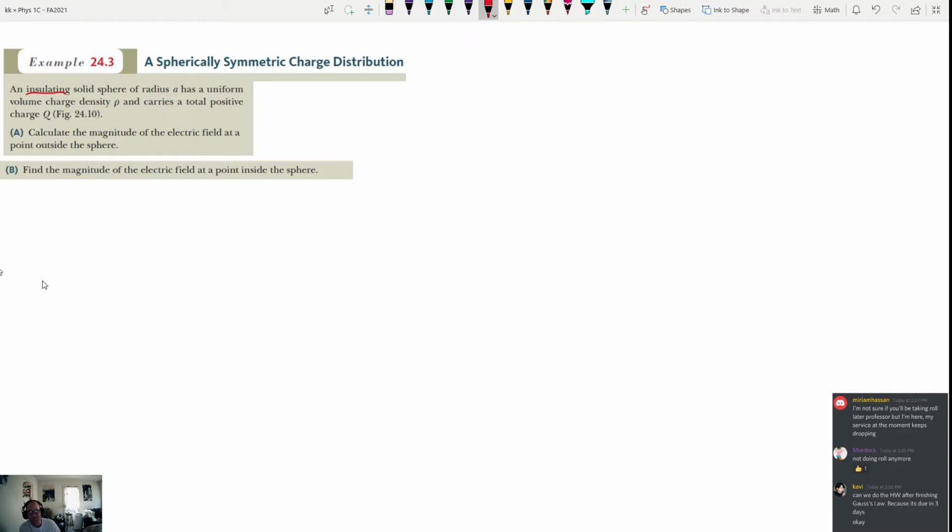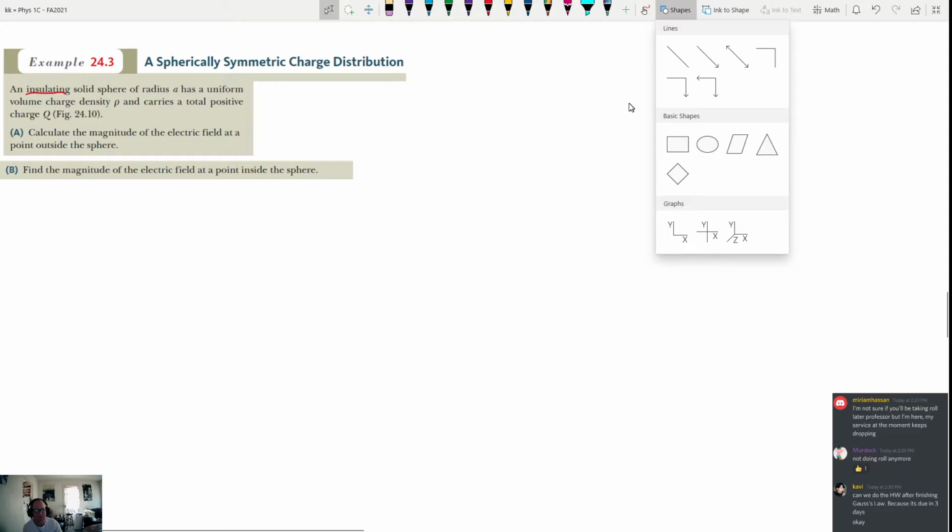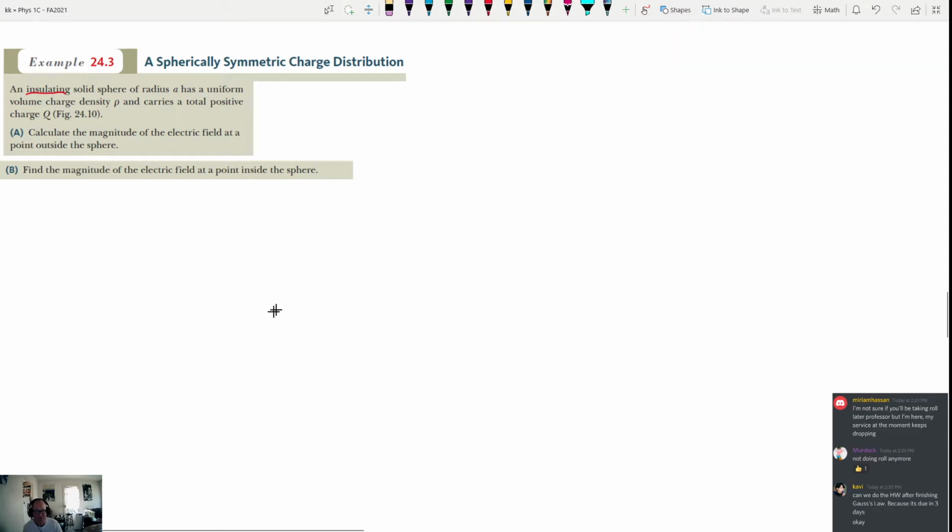Calculate the magnitude of the electric field at a point outside the sphere, and then find the magnitude of the electric field at a point inside the sphere. So in this case, instead of talking about a point charge, what we have is an actual sphere with radius A. We're going to draw two pictures for this. So in the first picture, I'm just going to draw a sphere. It has radius A, and it carries a uniform charge density. So there's charges all throughout here.